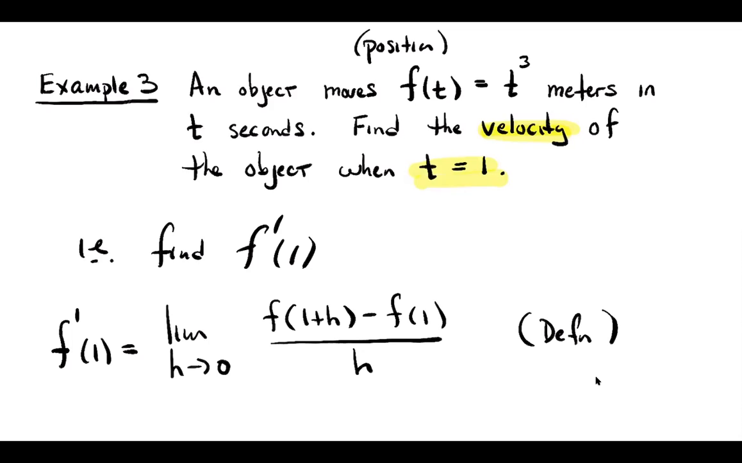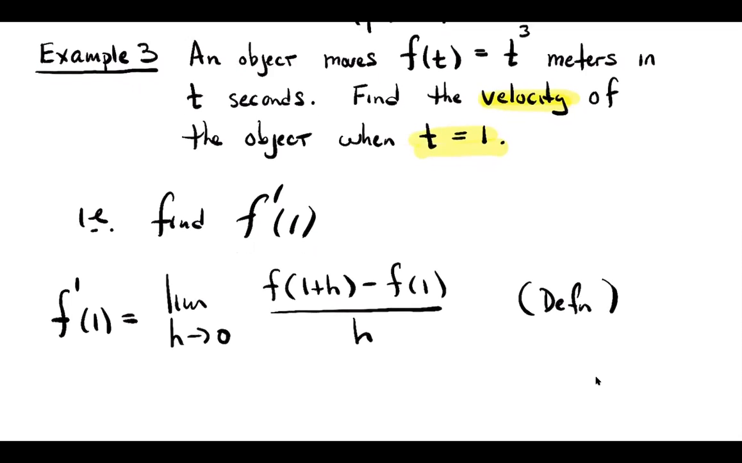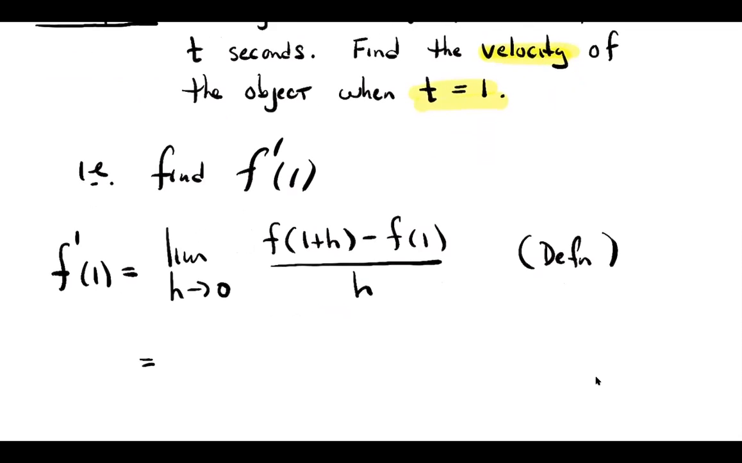Something very important to know: I'm using the alternate definition. Good. So now let's start remembering what this function f is. This function is the cubing function. So I need to take that 1 plus h and cube it. I need to take 1 and cube it and divide by h.